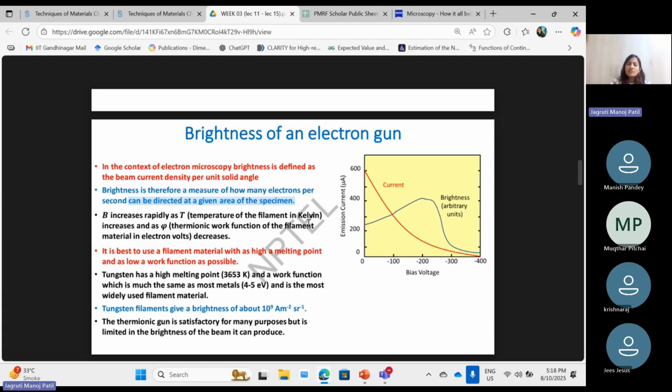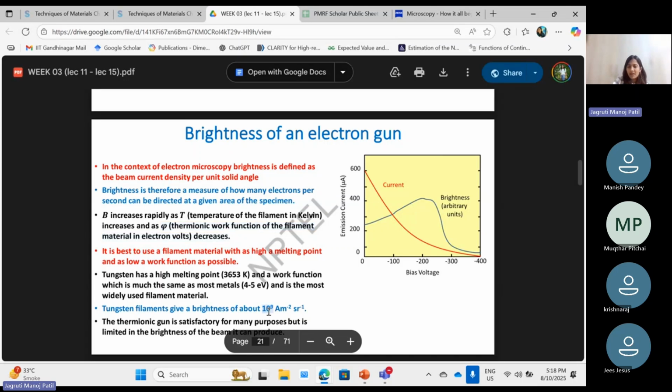That's it. This is governed by which type of filament you are trying to use, and it is a function of temperature and the work function of your beam. As the work function decreases or your solid angle decreases, the area or aperture through which you send more electrons, and as your temperature increases, the brightness also increases. That's very simple. There are some numbers, but there is no need to remember them. What you need to remember is how the units come along.